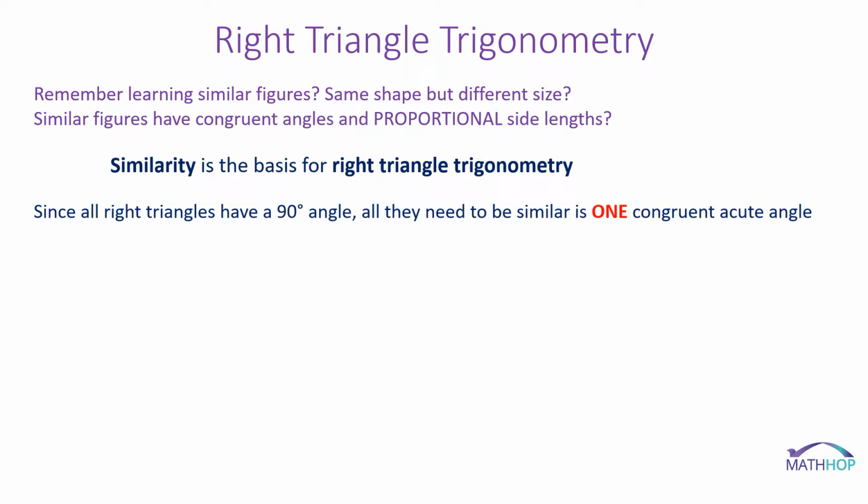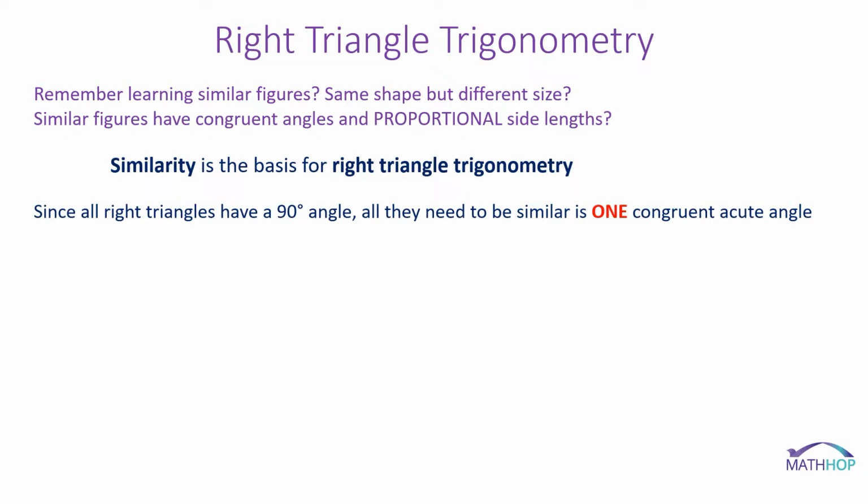So if you remember everything about similar figures and you think about what a right triangle is, since all right triangles have to have a 90-degree angle, all right triangles need is one of the acute angles to be congruent to be similar. Because if you have one acute angle and a 90-degree angle congruent, then the third is going to be congruent, right? If you have two angles in a triangle that are congruent, the third has to be.